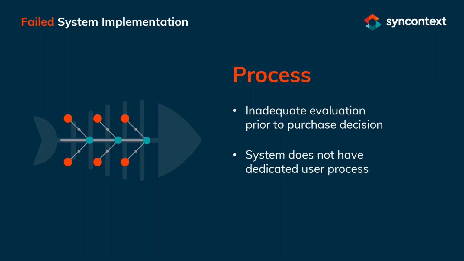The system does not have a dedicated user process. Who are the users? Where does the system fit within the organization's hierarchy? Does the user know why they're using the system? All of these questions should be answered during the implementation stage, especially if the new system is expected to replace an existing system or manual process that your people are familiar with.